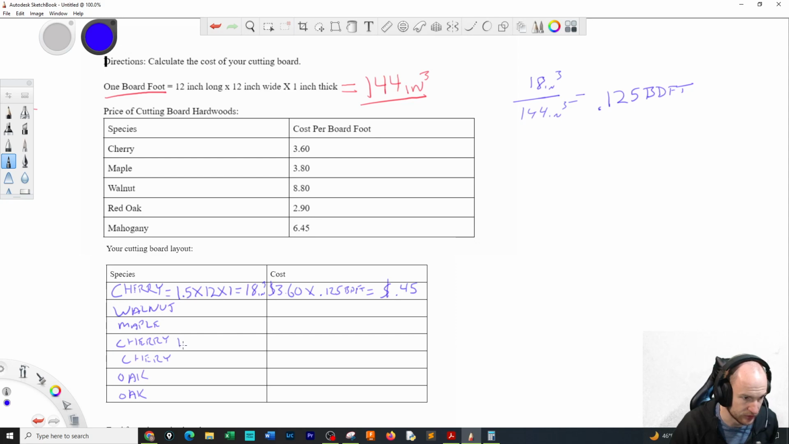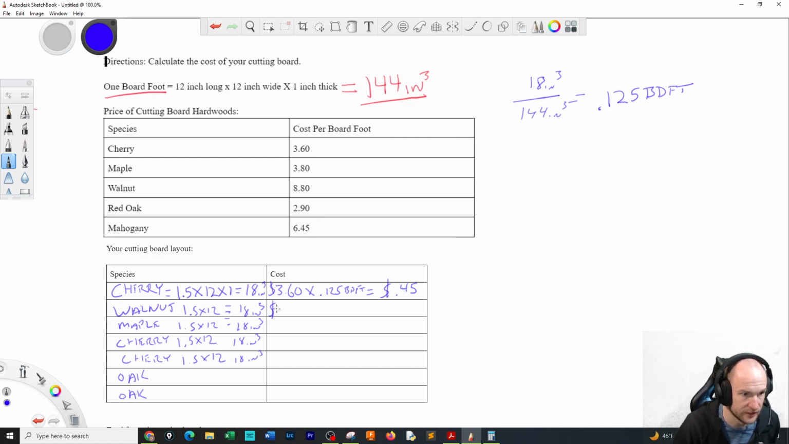And these 2 strips of cherry down here are also going to be the same price, because this cherry was 1.5 times 12. This cherry was 1.5 times 12. And same thing here, the walnut, 1.5 times 12. The maple, 1.5 times 12 times 1. So all of these are going to be 18 inches cubed, and therefore we just need to put in our dollar value.